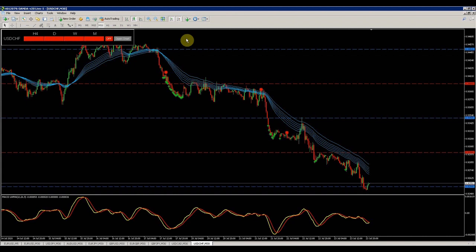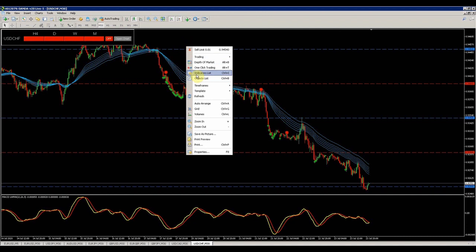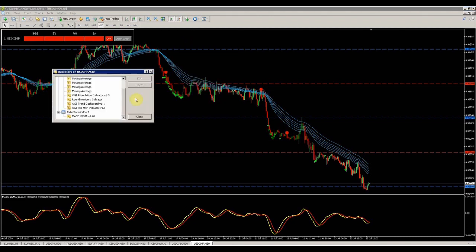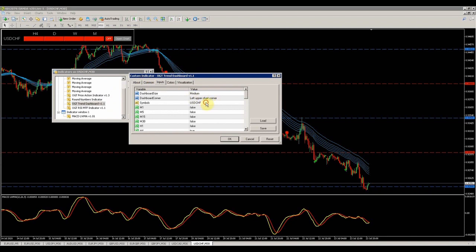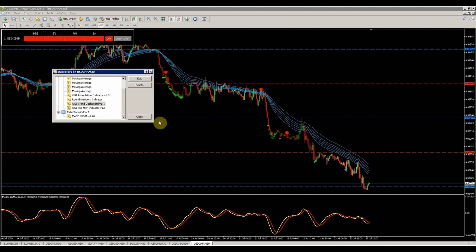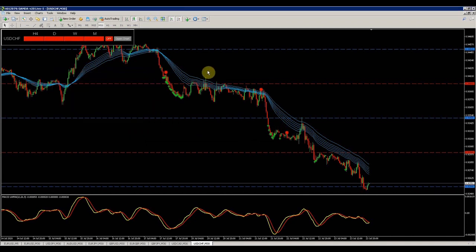And when you download this template or add this template on, what you need to do is change the pair. So you have to do this manually, unfortunately. In the trend dashboard, you will have to change the symbol to whatever symbol you have, because if I give you this particular template, it will have a default symbol. So that's one thing that you will need to change manually when you put the template in. So bear that in mind.